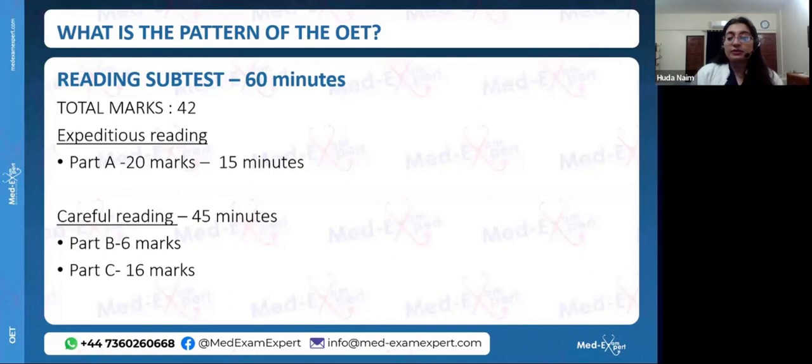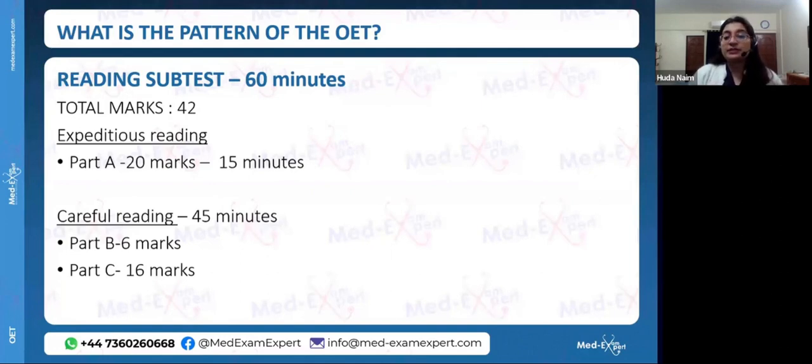So you have a reading subtest for 60 minutes, and the total marks are 442. It is equivalent to 400 marks, and you need to get 350 or above in order to score a B grade. And in order to complete your reading subtest, you have 2 different parts.